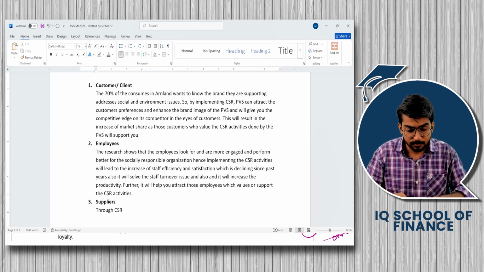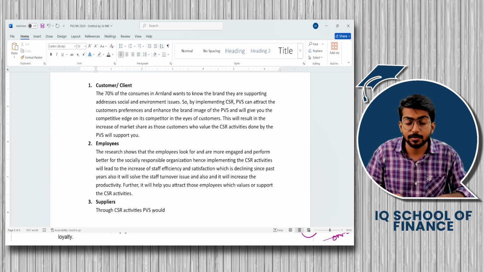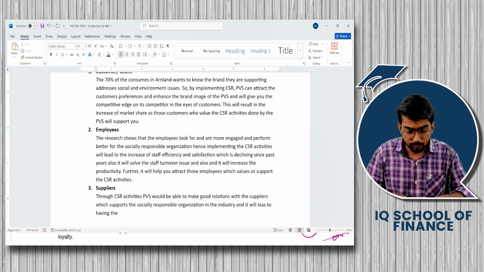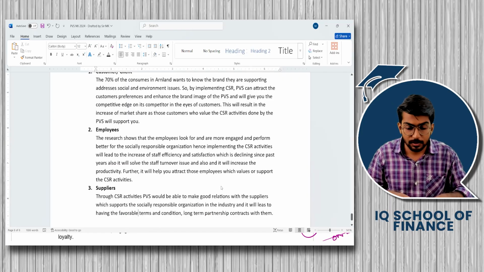Yes. So through CSR activities, PVS would be, guys, I need you to draft it as well. I will review your answer as well. Through CSR activities, PVS would be equal to. Good, Hira. Good point.